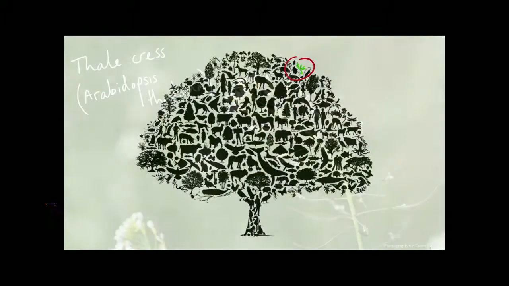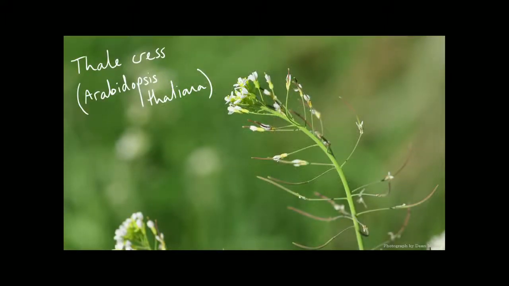on the planet. We can go to another part of the tree of life here, and this is Arabidopsis thaliana. You should be familiar with it because it's a very popular study organism. And one of the reasons that it's a popular study organism is because it has an extremely fast life history.